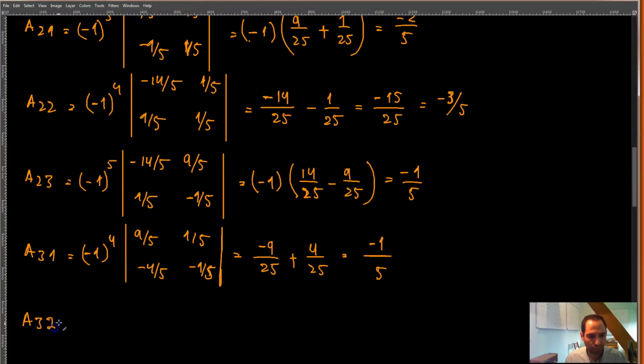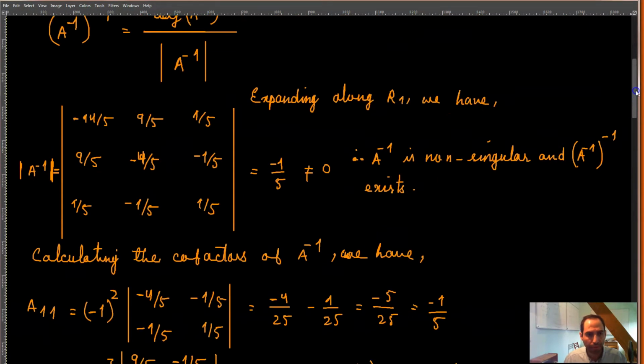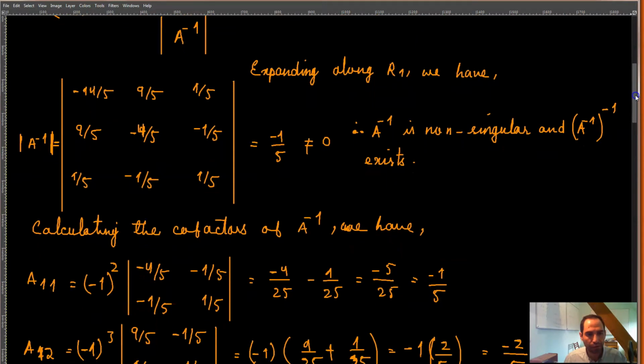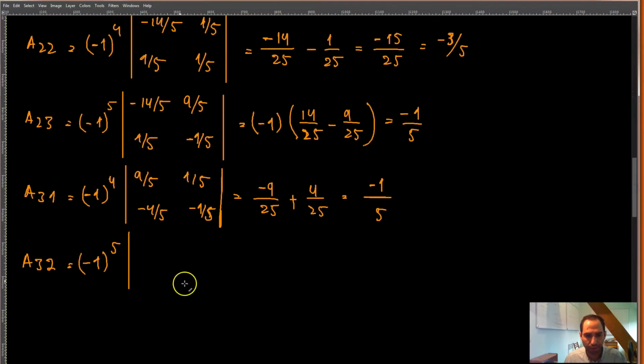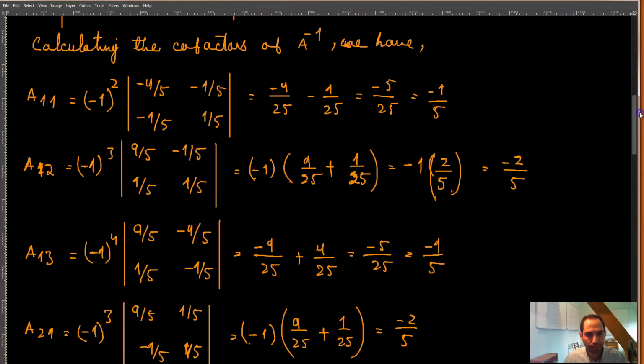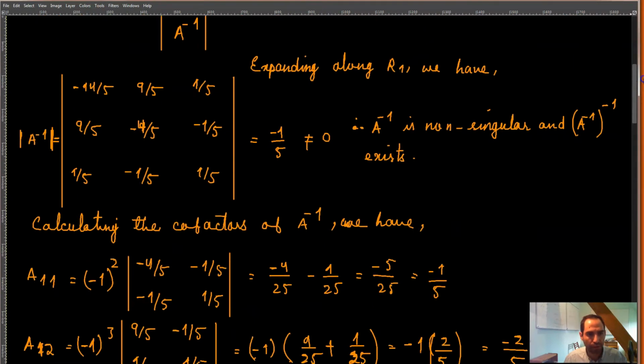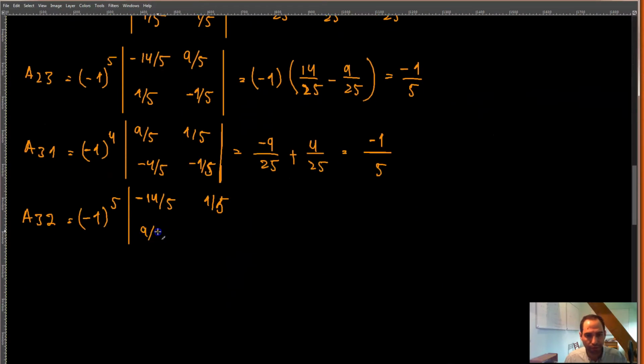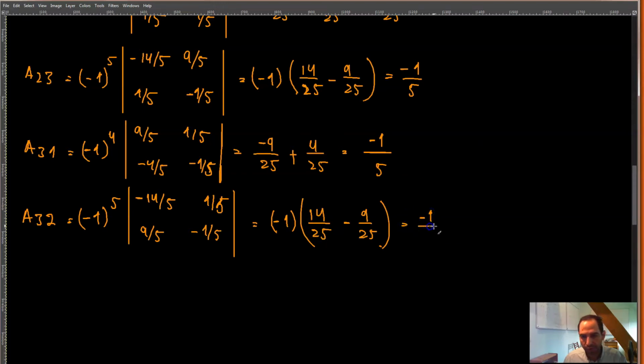A of 3, 2 is the same thing as negative 1 raised to the 5th power times the determinant of negative 14/5, 1/5, 9/5, and negative 1/5, which is equal to negative 1 times 14/25 minus 9/25, which is equal to basically 5/25, which is 1/5, so that's negative 1/5.